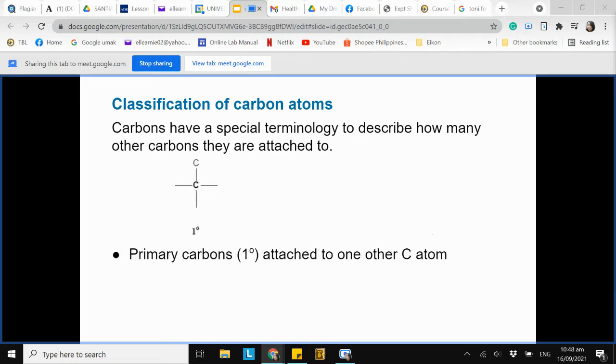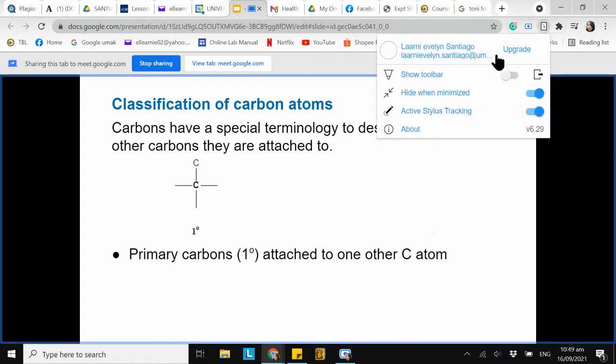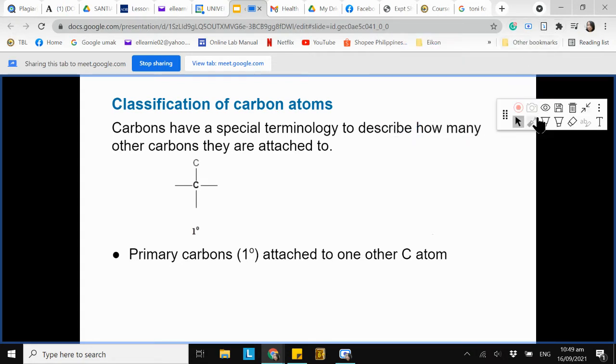So, for example, primary carbons are carbons the central atoms have, let me just annotate. Ito yung central atom and here is another carbon atom. Since meron siyang isang carbon na nakakabit sa kanya, it is considered a primary carbon. If you have a hydrogen here, this hydrogen will be considered a primary hydrogen because it is attached to a primary carbon. So, yun ang tatandaan nyo dyan.